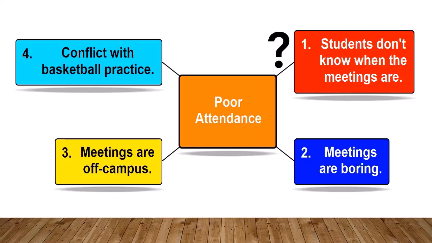Perhaps students don't know when the meetings are. Maybe the meetings are boring and nobody wants to come. Maybe the meetings are far from campus and some students don't have cars. Or perhaps the club meets at the same time as basketball practice and many club members are on the basketball team.